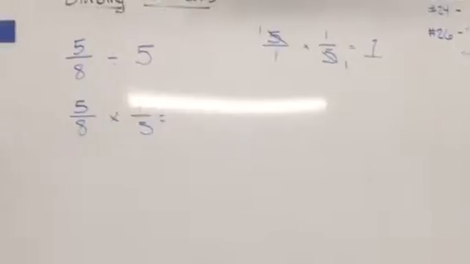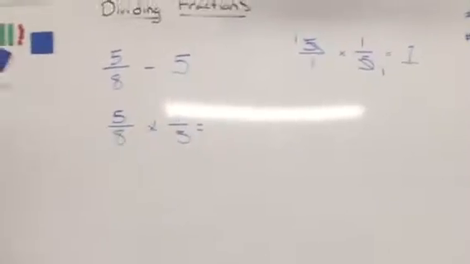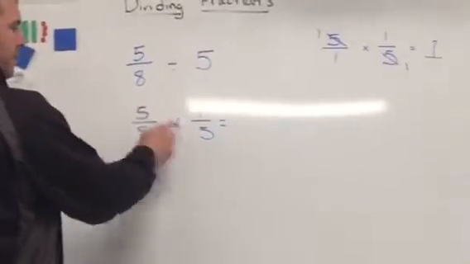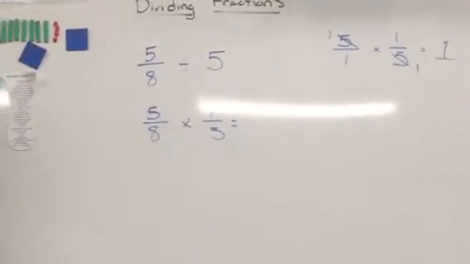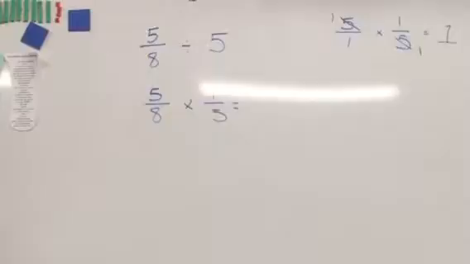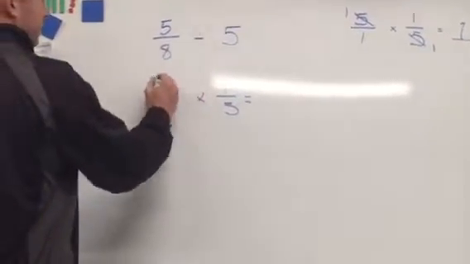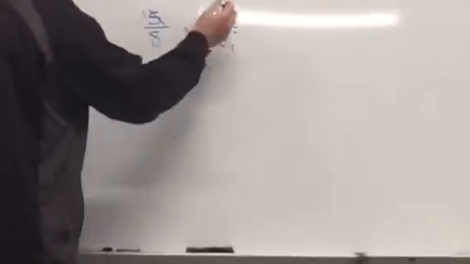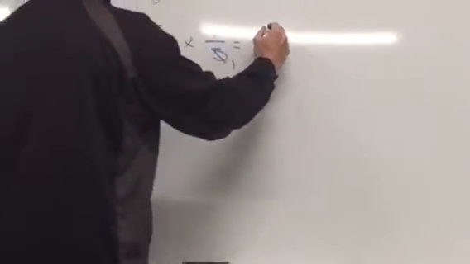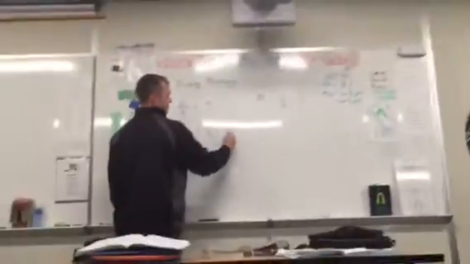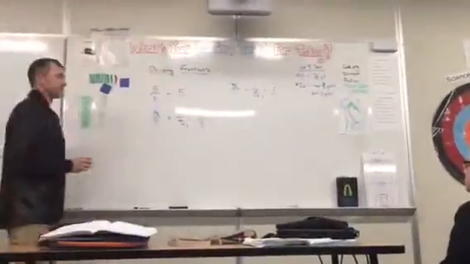Can I cross cancel? Yes, the 5s. Cross simplify. Whenever these are the same, what do you know you can change it to? 1, because their greatest common factor is going to be that number, right? So we divide by that number. 1 times 1 is 1. 8 times 1 is 8. There we go. 1/8.